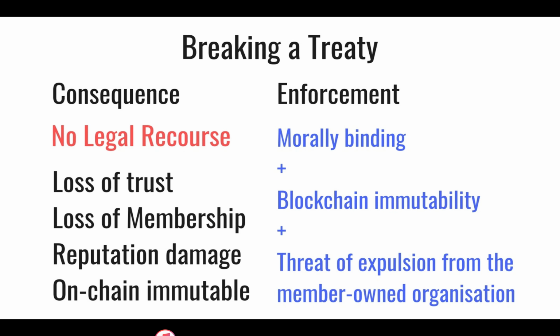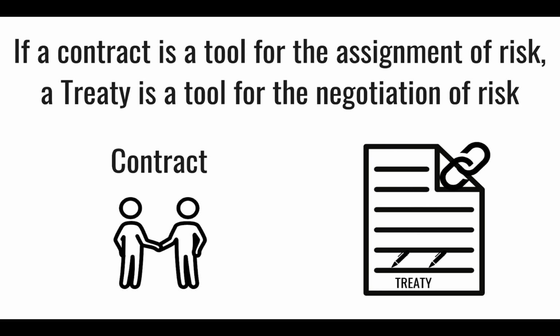So what happens if one of our members in Incubator Co-op who is committed to doing work for a project doesn't do or deliver what they said they were going to do? Well, unfortunately, this isn't a legally binding contract. It's a morally binding agreement from members to members, but there is enforceability. So if you make a treaty between a project and an individual member at Incubator Co-op and then it gets broken, members can be expelled. So if a contract is used to assign risk to one party or to give expectations of risk between the parties, a treaty is a tool for the negotiation of risk as time progresses.